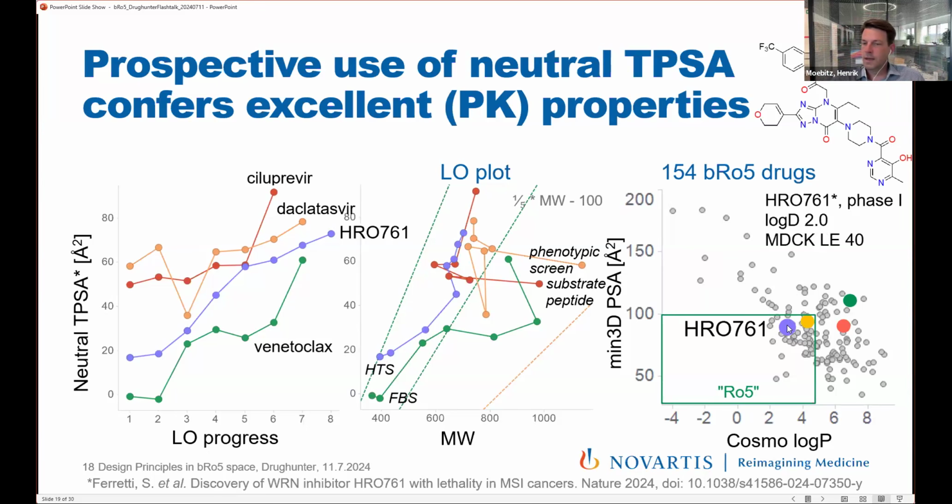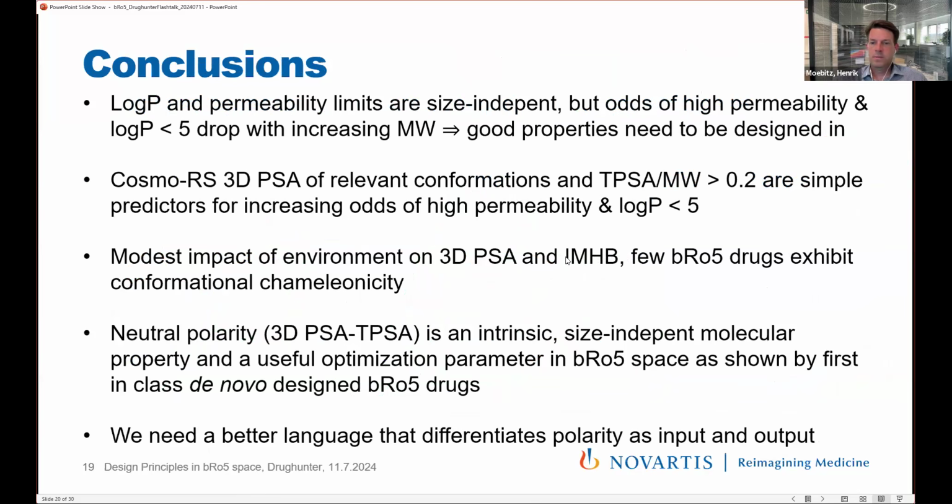As I mentioned in the beginning, I'm showing here calculated properties and not measured, because we do not have measured data for many of these compounds. So this is a better scale on which to compare things. On the next slide, this leads me already to the conclusion.